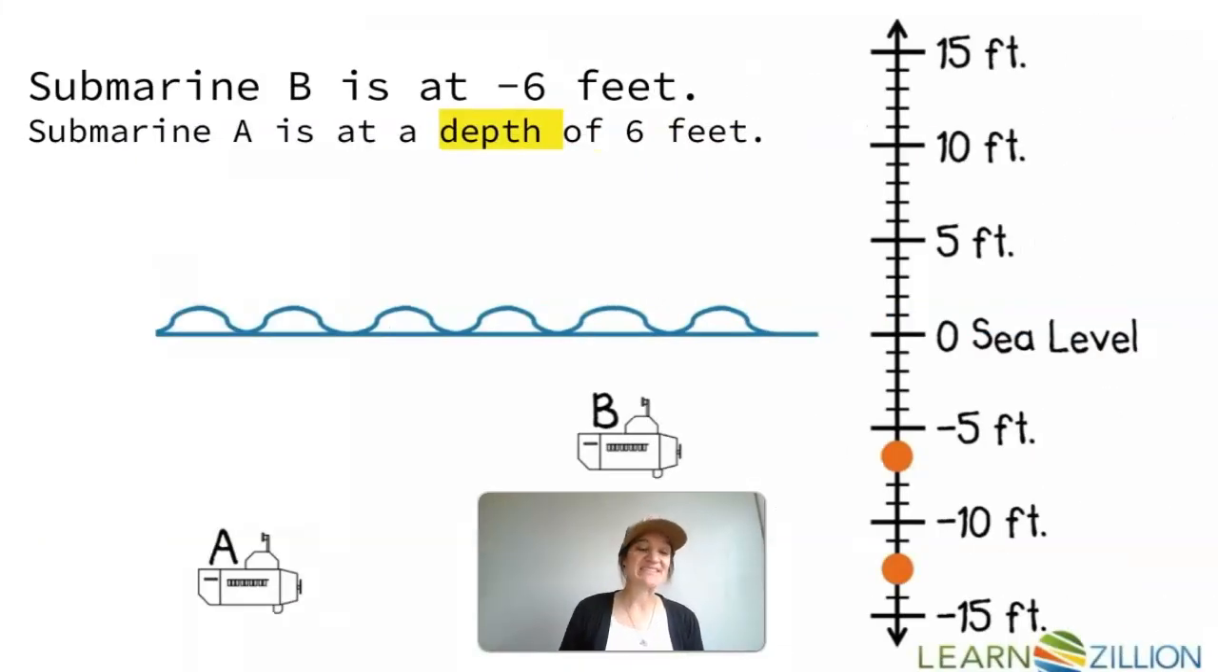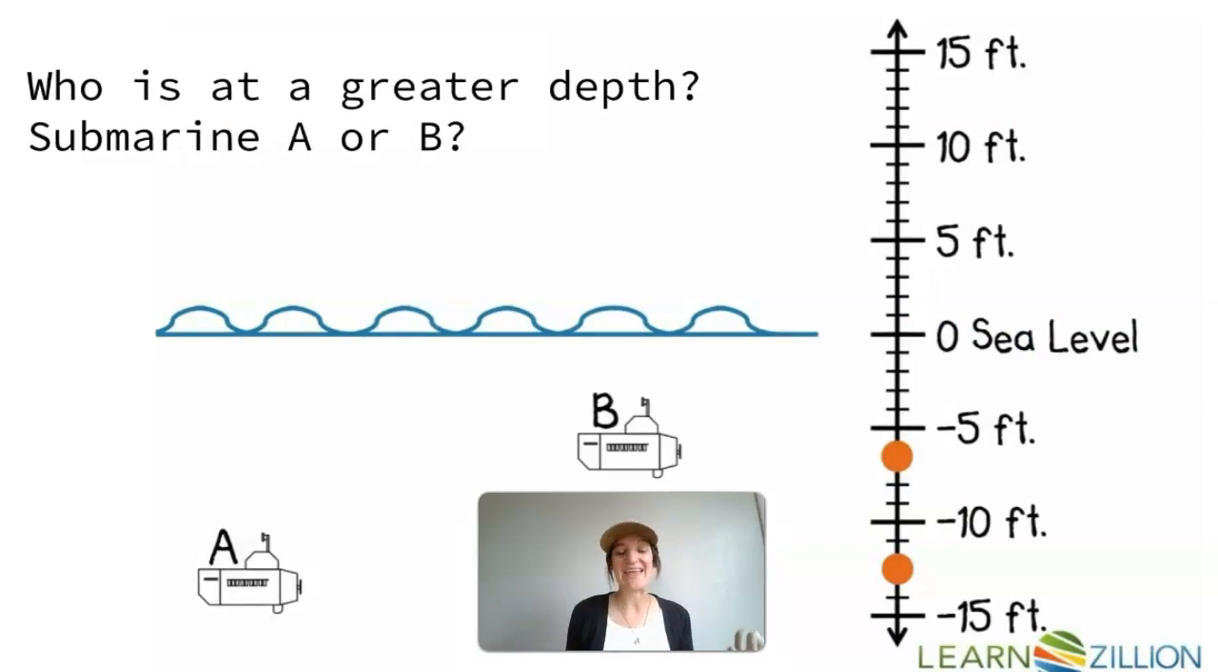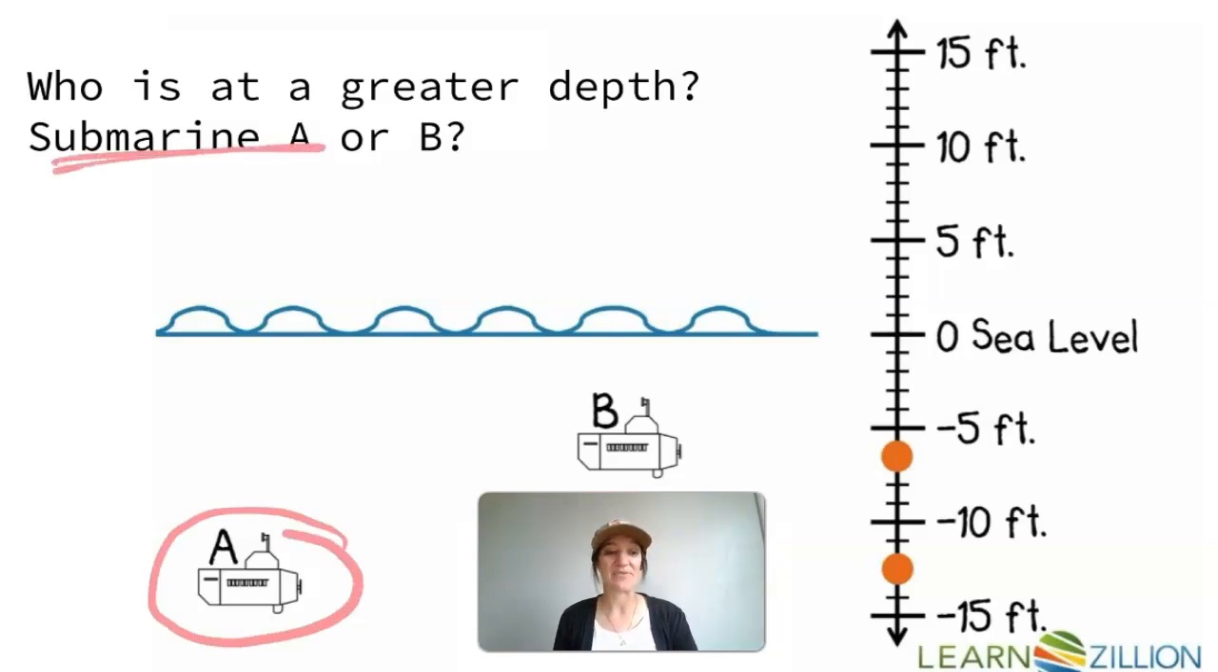Submarine B is at, you could either say it's at -6 feet or it's at a depth of 6 feet. So which one is at a greater depth, meaning which one is further from 0? Which one has a greater absolute value? Submarine A is at a greater depth because it is further from 0. Okay, the depth is greater. It's further from 0.